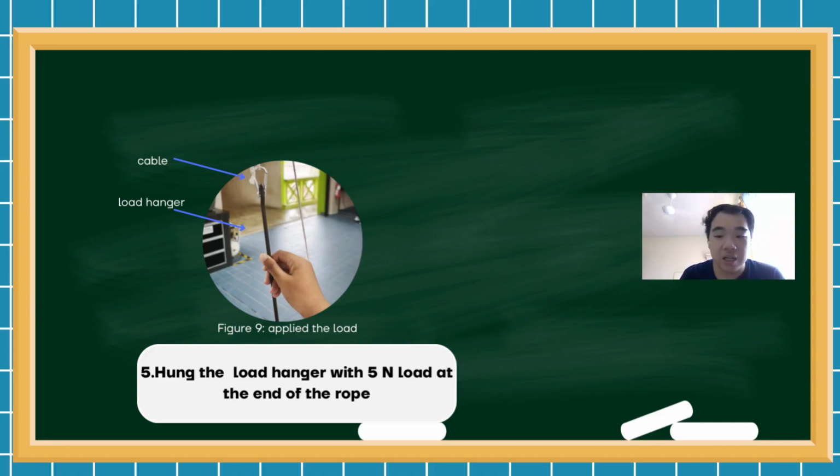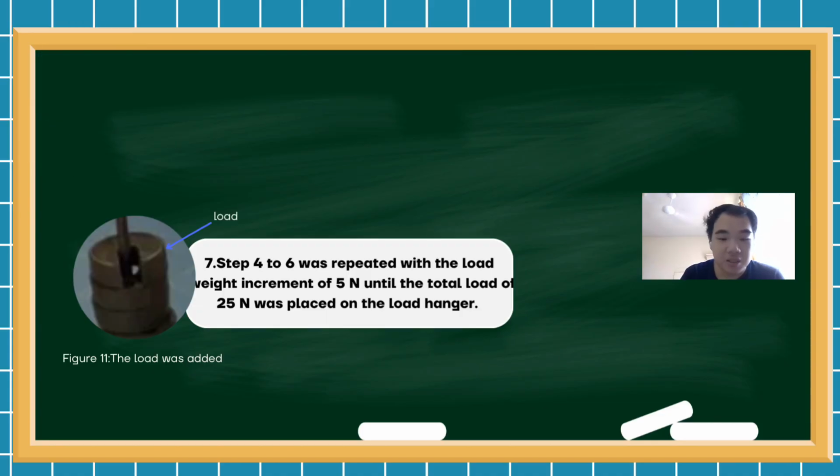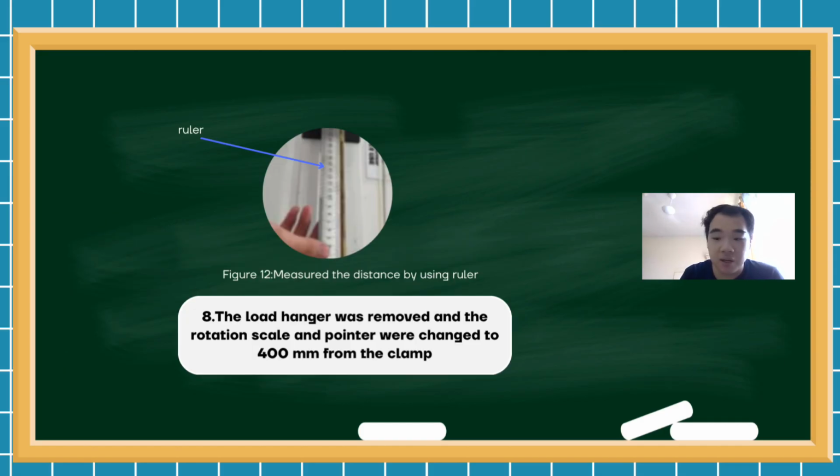So step 6 is the angle of twist of the specimen was recorded in Table 1. And step 7, step 4 to step 6 was repeated with the load weight increments of 5 newtons until the total load of 35 newtons was pressed on the load angle. And step 8, the load angle was removed and the rotation scale and the pointer was changed to 400 millimeters from the clamp.